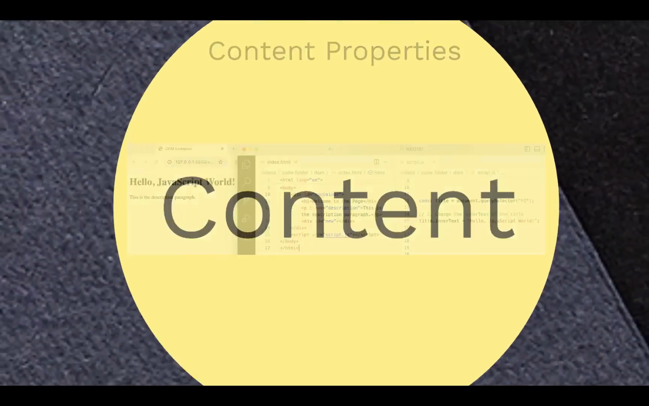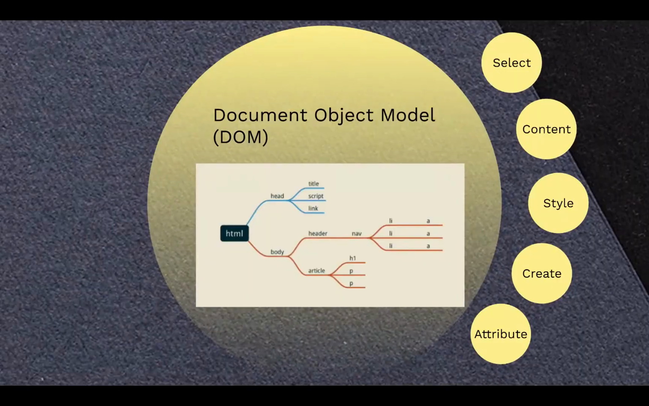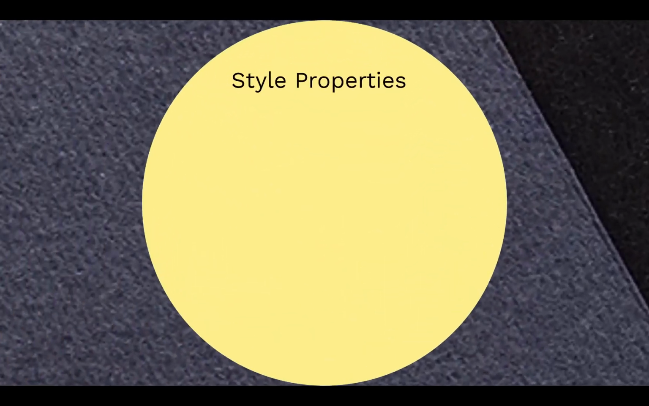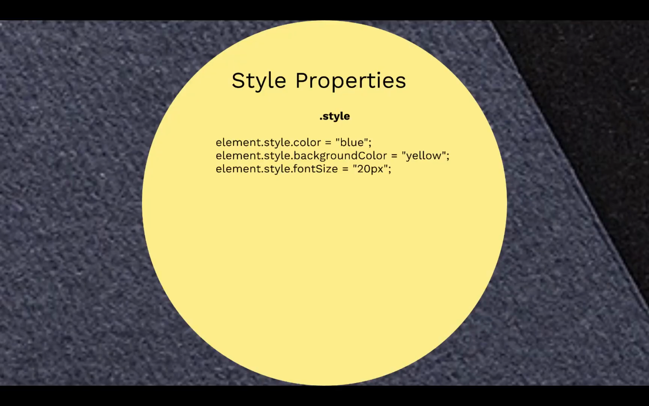In addition to changing the content of an element, JavaScript allows you to change how the element is styled. The style property can be followed by any CSS property in camel case, which is then assigned a value. .style is the property used here to change the font color of the element to blue, the background color to yellow, and the font size to 20 pixels.